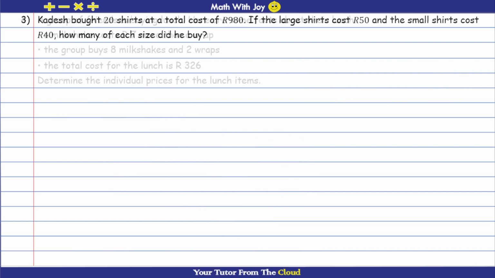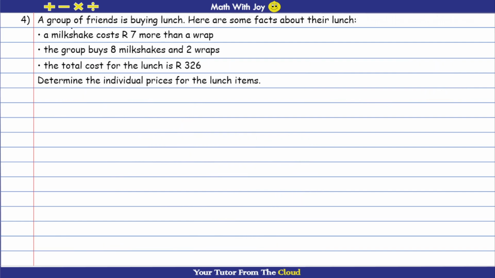That's actually preferred. And then number 4, we have a group of friends buying lunch. Here are some facts about their lunch. A milkshake will cost 7 rands more than a wrap. So this is a basic statement whereby, if you only knew how much the wrap cost, you'd know how much the milkshake costs. I don't know how much the wrap costs, but I know that the milkshake will cost the same as the wrap, but 7 rands extra.